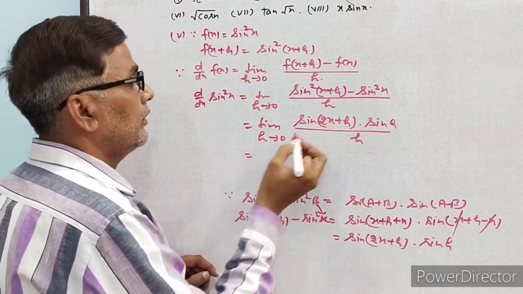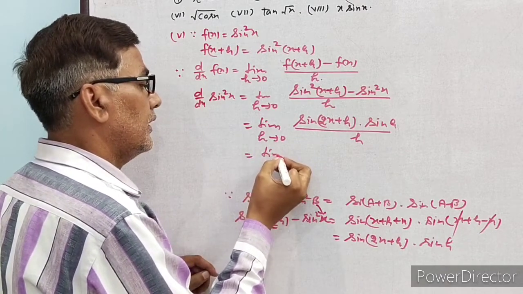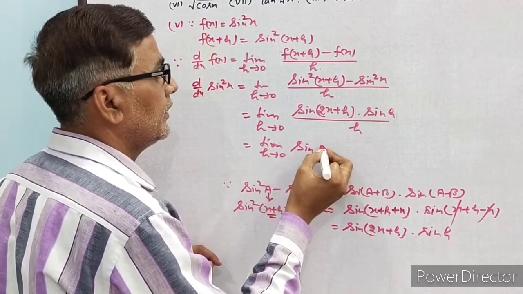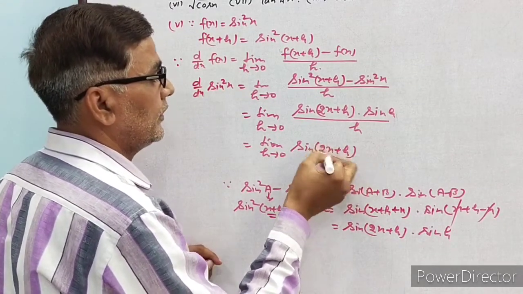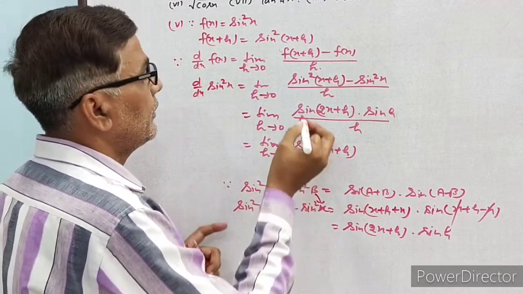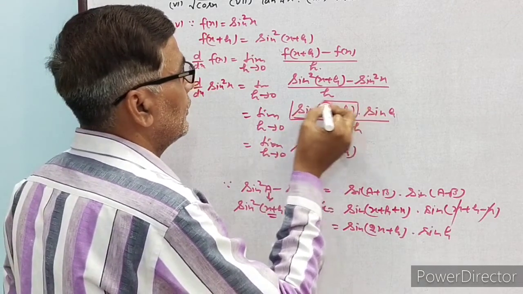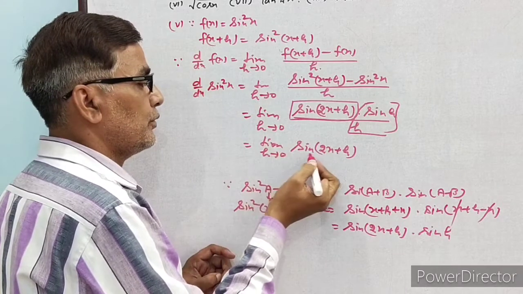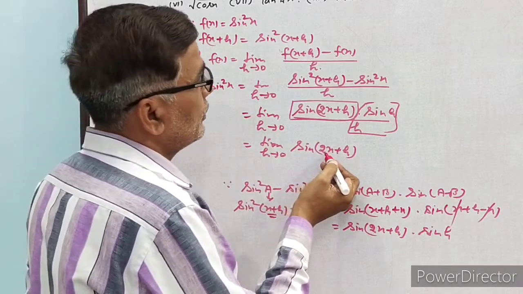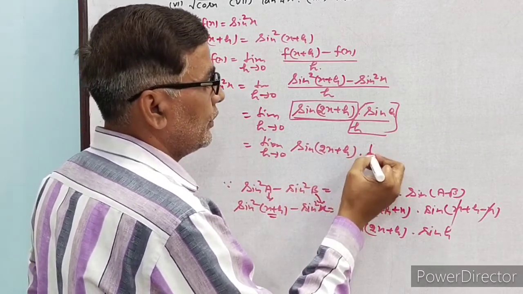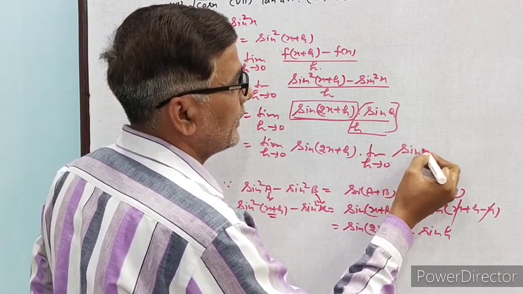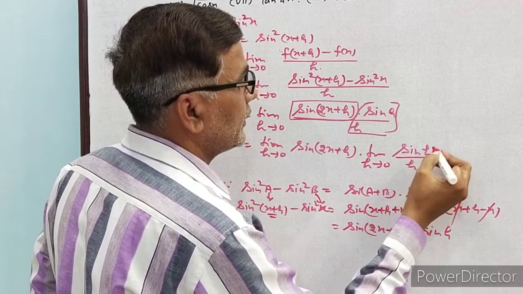Now using the algebra of limits we can write here sine (2x plus h). Spread the limit for these two functions separately. We can write limit h approaches 0 of sine (2x plus h) into limit h approaches to 0 of sine of h upon h.